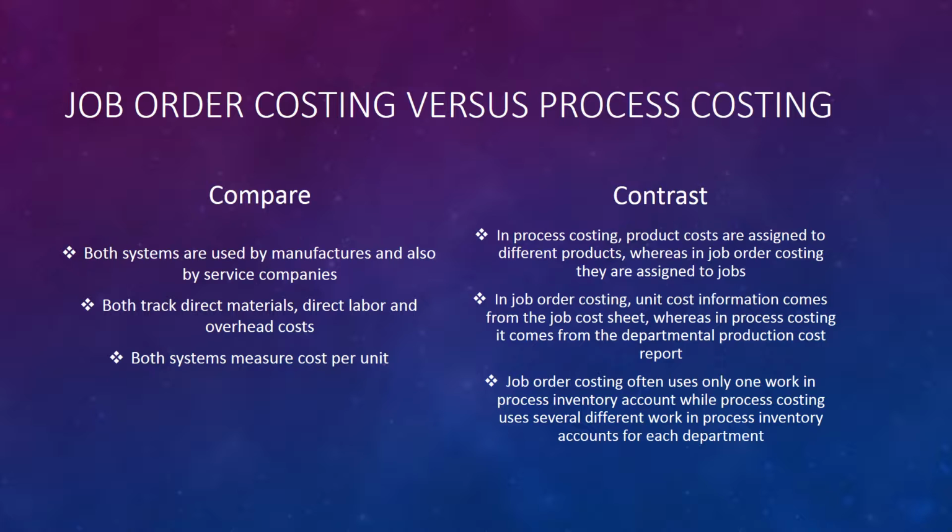In process costing, product costs are assigned to different products, whereas in job order costing, they are assigned to jobs. In job order costing, unit cost information comes from the job cost sheet, whereas in process costing, it comes from the departmental production cost report. Job order costing often uses only one work in process inventory account, while process costing uses several different work in process inventory accounts for each department.